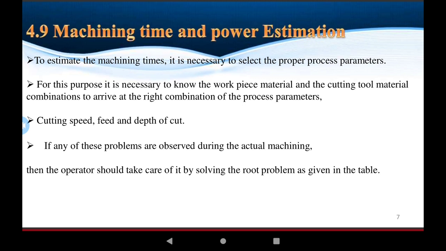This is used for problems that are observed during the actual machining time. You also find out the value, and the operations should be taken up for solving the root problems. For the given problem, find out the machining times and the power estimation for these machines, which also were performed in 1 hour, and the power requirement is for 1 hour.